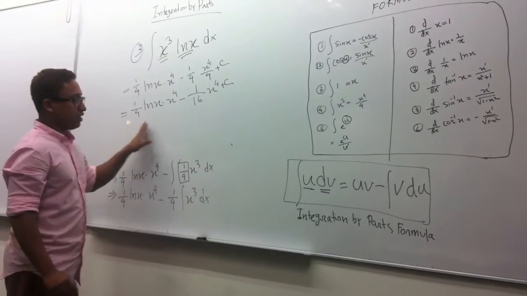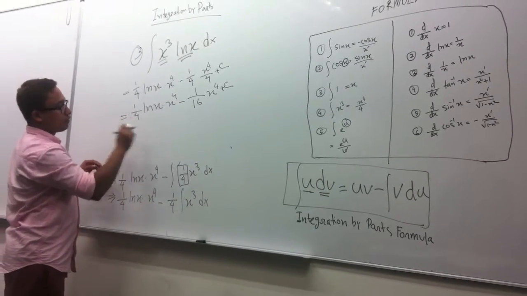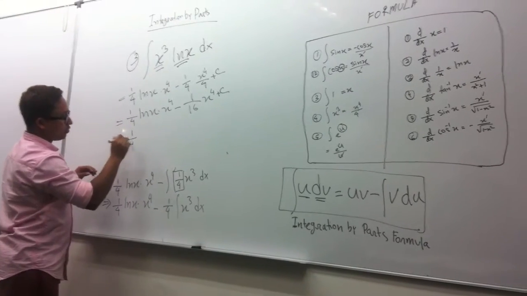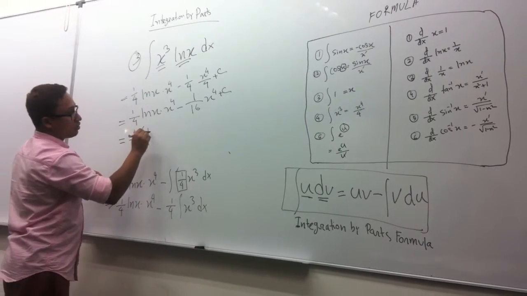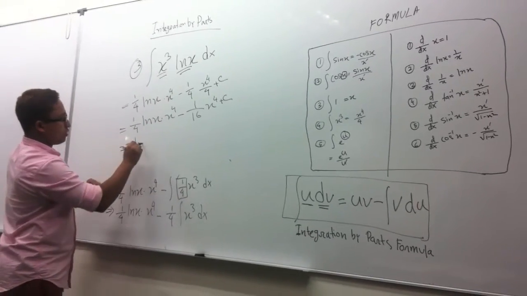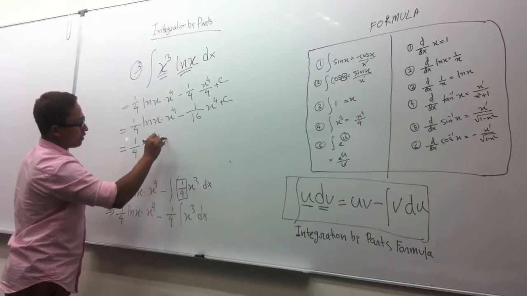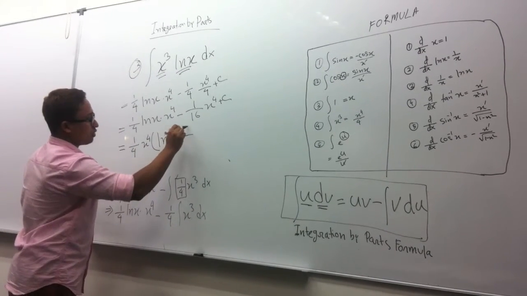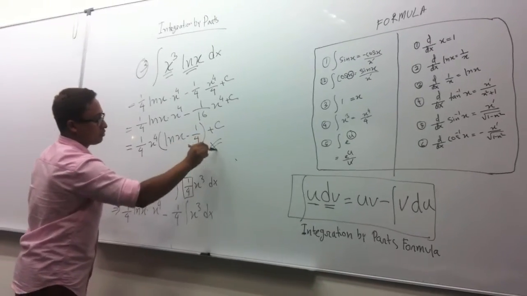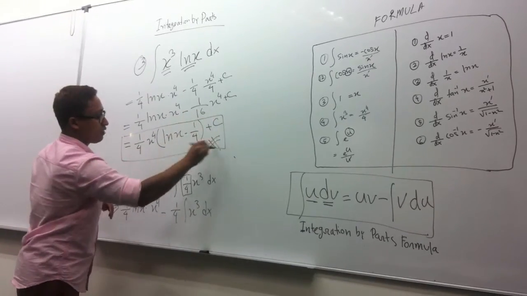So, if you want to simplify, we can simplify more. We have to take common from 1 over 4. We can take common as x to the power 4 as well. So 1 over 4 x to the power 4, we take common. So what we are left with is ln x minus 1 over 4 plus c. So this is our final answer.